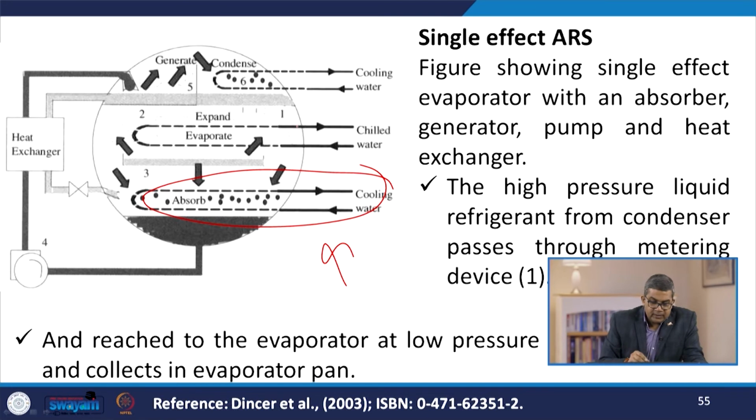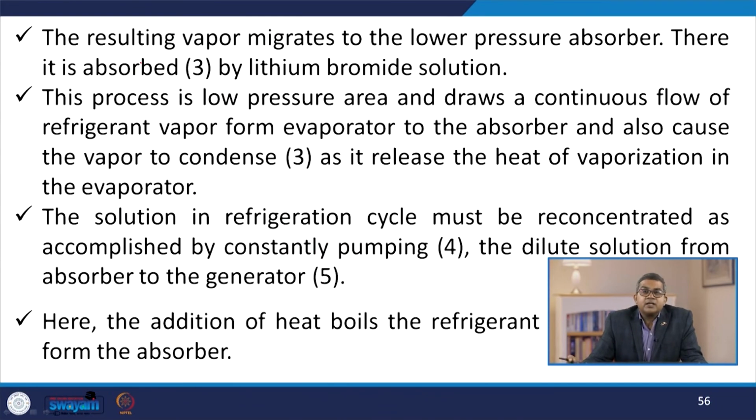There is a generator and a pump and a heat exchanger. The high pressure liquid refrigerant from condenser passes through the metering device. The resulting vapor migrates to the lower pressure absorber, where it is absorbed by lithium bromide solution.